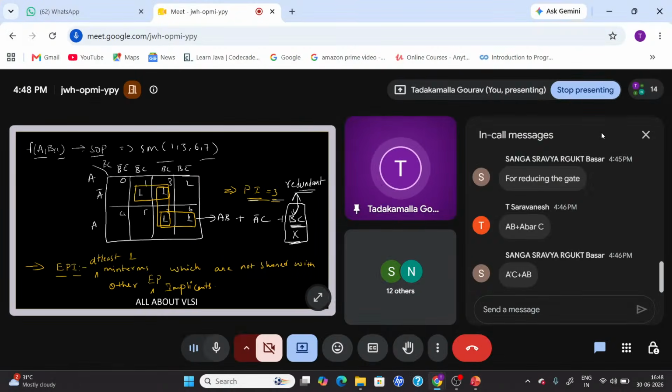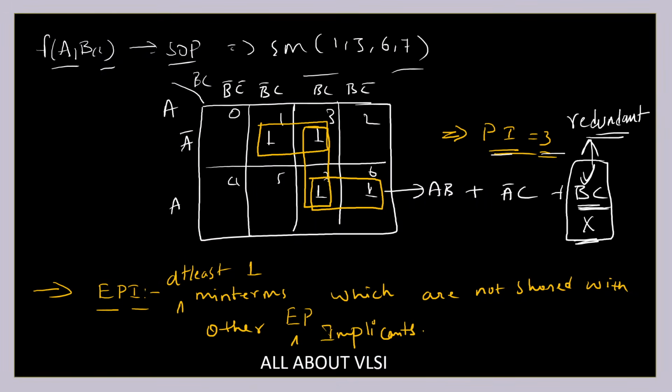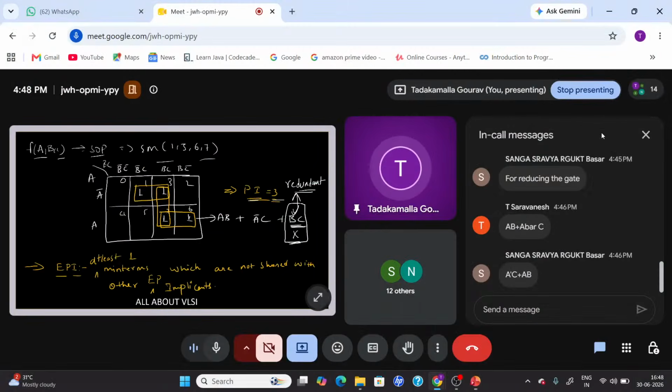This is very, very important when we solve our problems. In hazards also, we are going to look into these redundant terms, where we deliberately add redundant terms. I will discuss that when we get to hazards. So, essential prime implicants and redundant prime implicants, are they clear for everyone? Any doubts or queries? Shall we move forward?